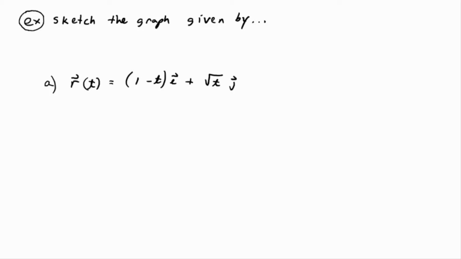Let's do a Calculus 2 problem, just to kind of remind you of what you did back then. Now, it won't quite look like a Calculus 2 problem until I convert it to parametric equations. So in part A, it says sketch the graph given by R of t. This is called, just in case I haven't made it clear, R of t is called a vector valued function.